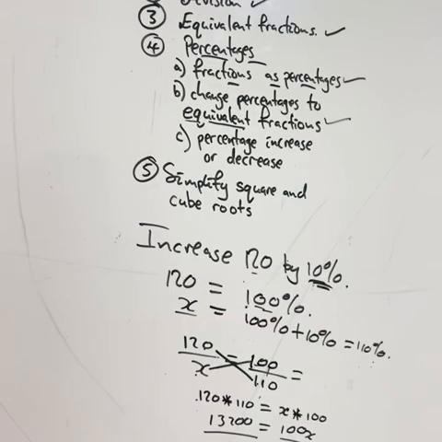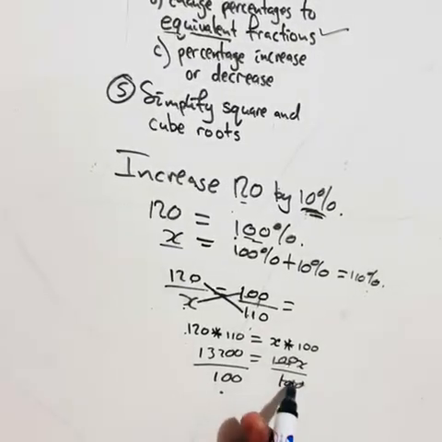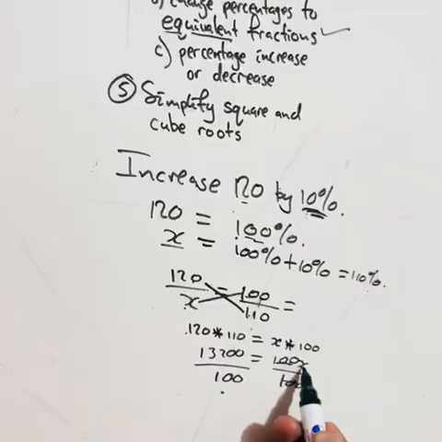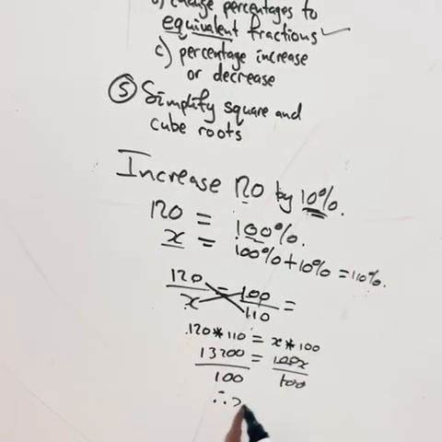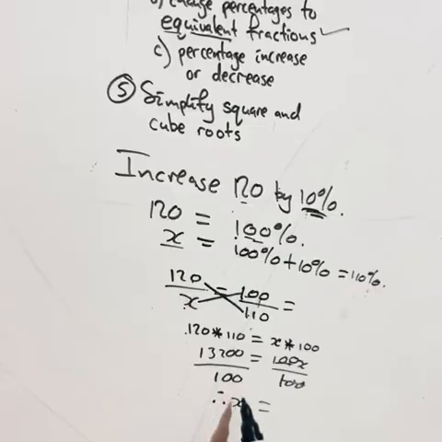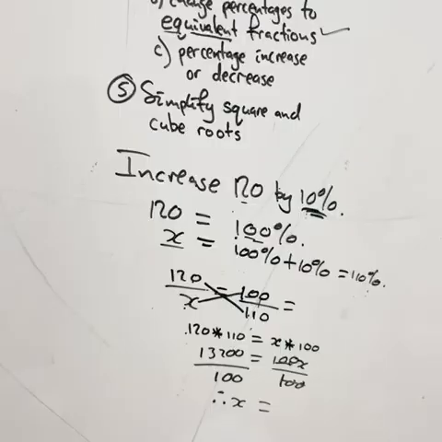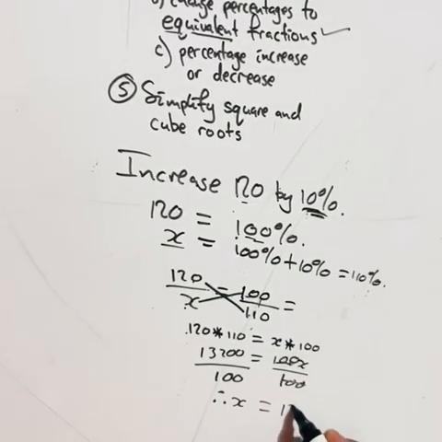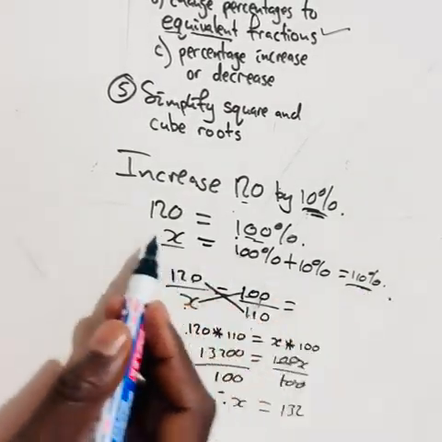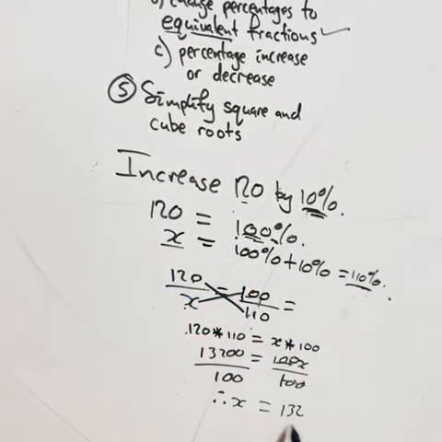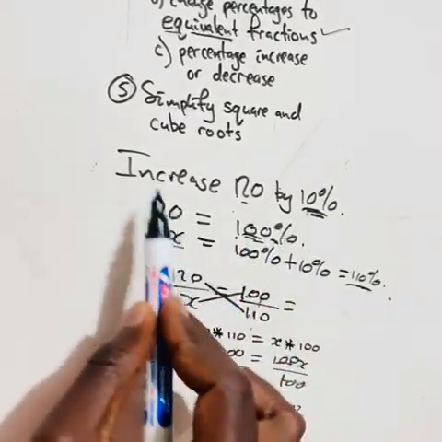And what I've done on the right hand side, I must do on the left hand side. I divide by 100. 100 into 100 is 1. So 1 multiplied by X is X. Therefore X is equal to 13,200 divided by 100, which is 132. So X is equal to 132. And remember, like we said, 110% is bigger than 100%. So the answer that we got of 132 is bigger than 120. So of course we have increased it by 10%, right?